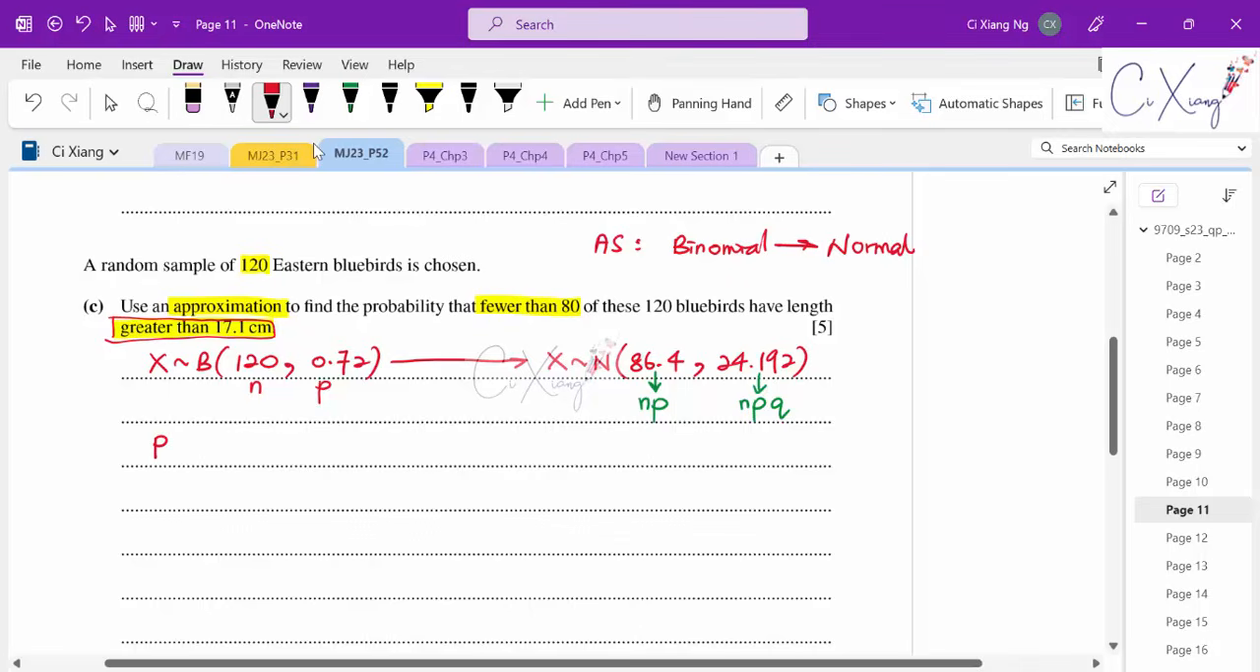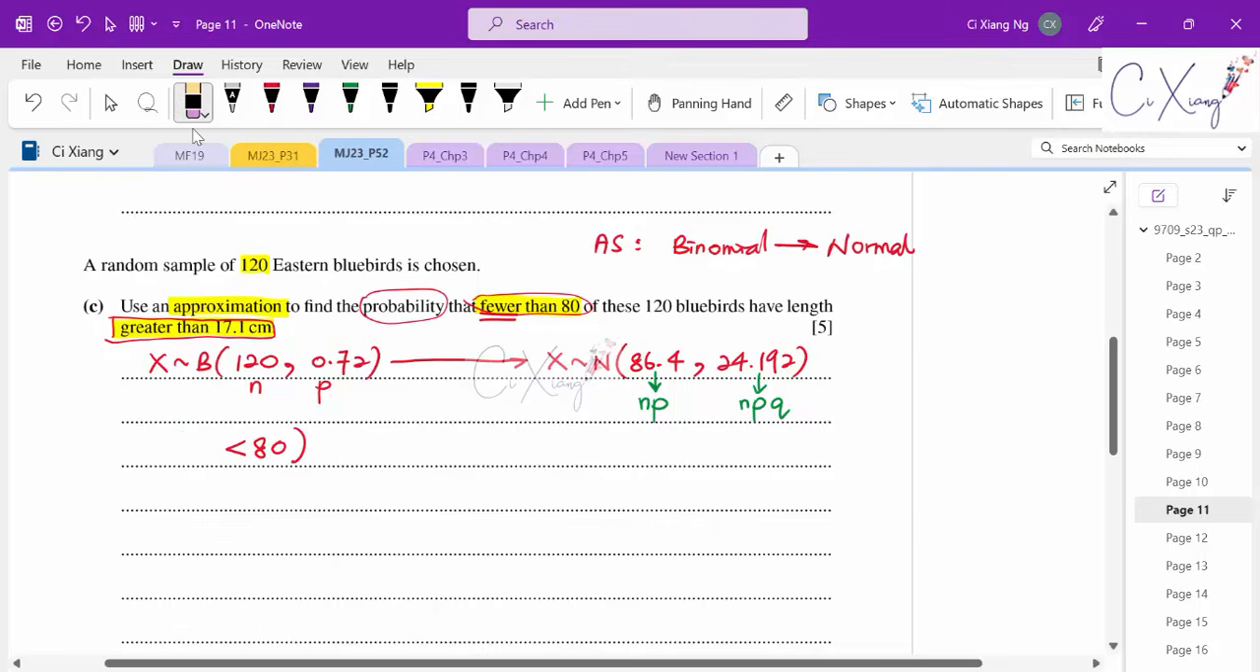They're asking for the probability, right? Asking for the probability of fewer than 80 of the bluebirds. So I'm having the number of bluebirds fewer than 80. The word fewer means it doesn't include 80, so you can see that there's no equal sign here. And then has length greater than 17.1. So I want to calculate this probability basically.